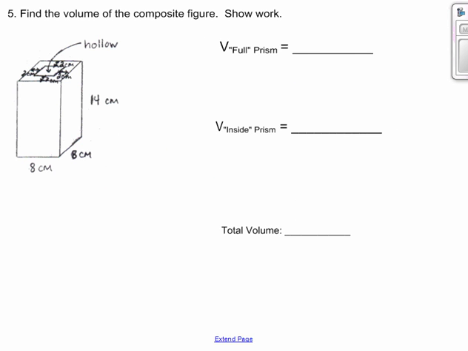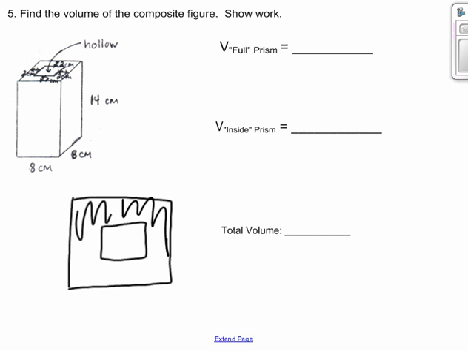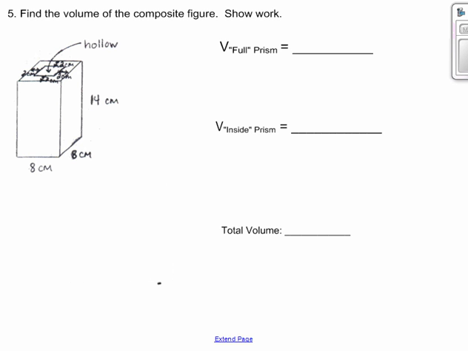Next one is a composite figure. A composite figure involves two or more prisms. So this is the plan. You've done these problems with area before. Like, this is what you did with area. You need to find the shaded. So if you need to find the shaded of that, you would find the area of the whole thing, and then you would subtract out the middle. That's exactly what you're going to do here, only it's volume.